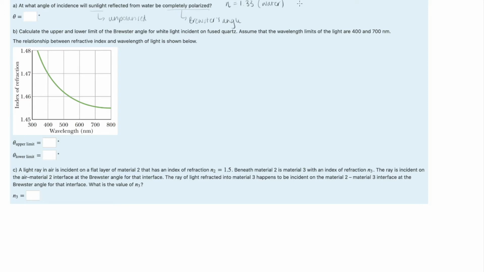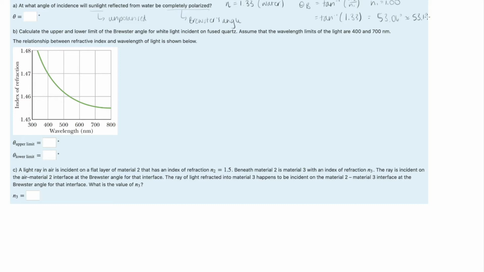Therefore, we can use the formula theta b, Brewster's angle, equals the inverse tan of n2 divided by n1. Now, in this case, n1 is 1 because it's air. Therefore, this is going to be inverse tan of 1.33, because it'll be 1.33 divided by 1. And then when we do that, we get basically exactly 53.06 degrees, which is roughly 53.1 degrees. And that's the answer to part A.